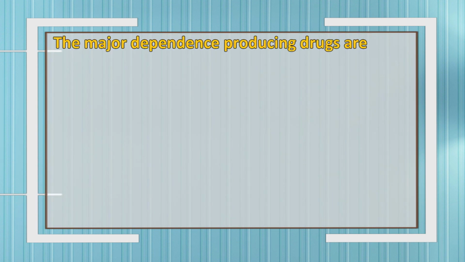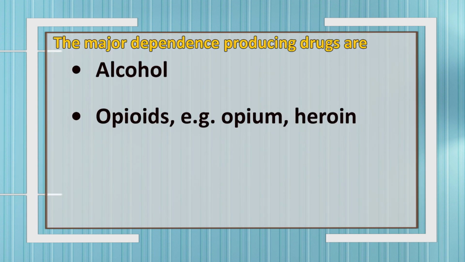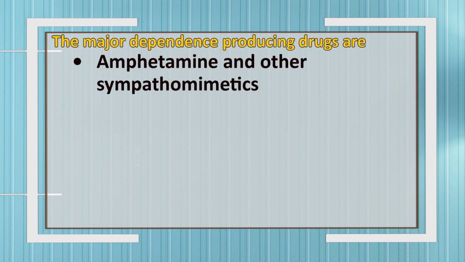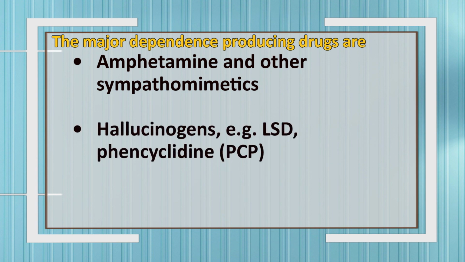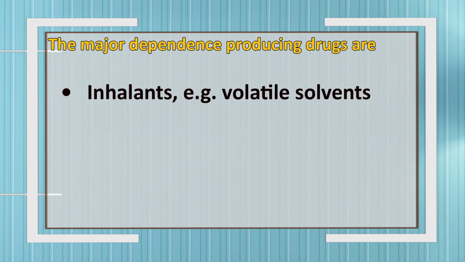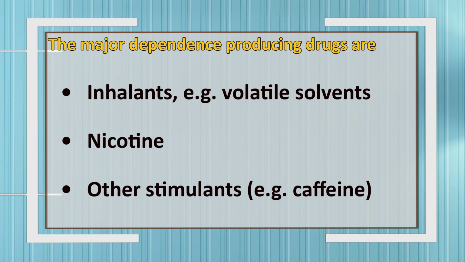The major dependence-producing drugs are: first, alcohol; second, opioids, for example opium, heroin; third, cannabinoids, for example cannabis; fourth, cocaine; fifth, amphetamine and other sympathomimetics; sixth, hallucinogens, for example LSD, phencyclidine, PCP; seventh, sedatives and hypnotics, for example barbiturates; eighth, inhalants, for example volatile solvents; ninth, nicotine and other stimulants, for example caffeine.